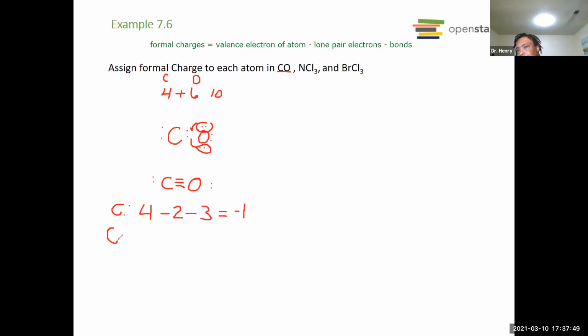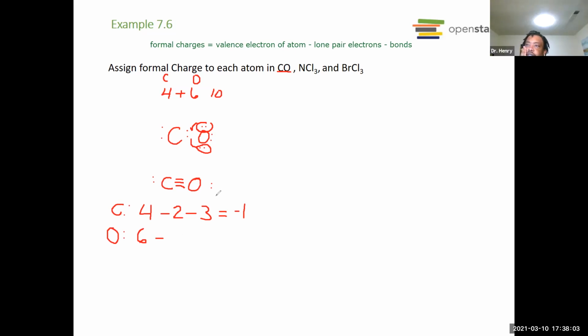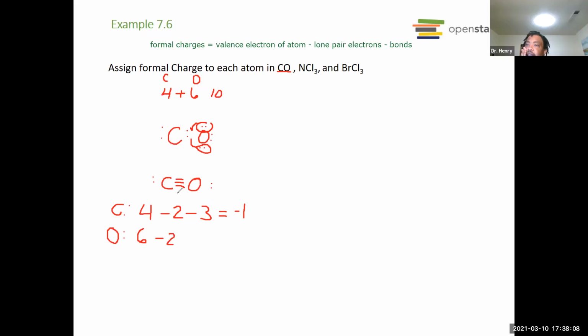Okay, for the oxygen, how many valence electrons? 6. How many lone pair electrons? 2. And then how many bonds? 3. Okay, so then that's going to give me a positive.